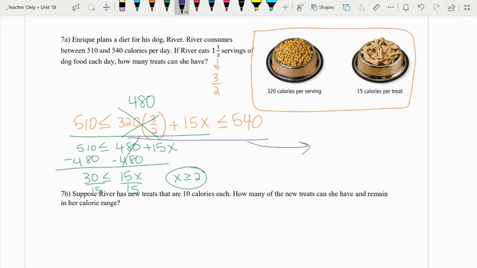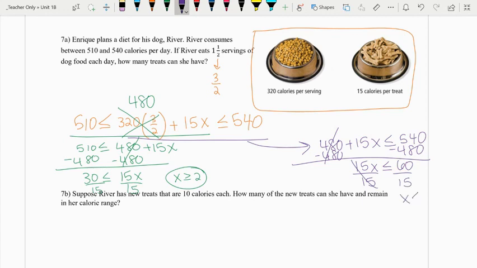If you do the second side, you get 480 plus 15x is less than or equal to 540. This time when you subtract 480, you get 15x is less than or equal to 60. So when I divide by 15, x is less than or equal to 4. Okay, so it says, how many treats can she have? So she can have between 2 and 4 treats.